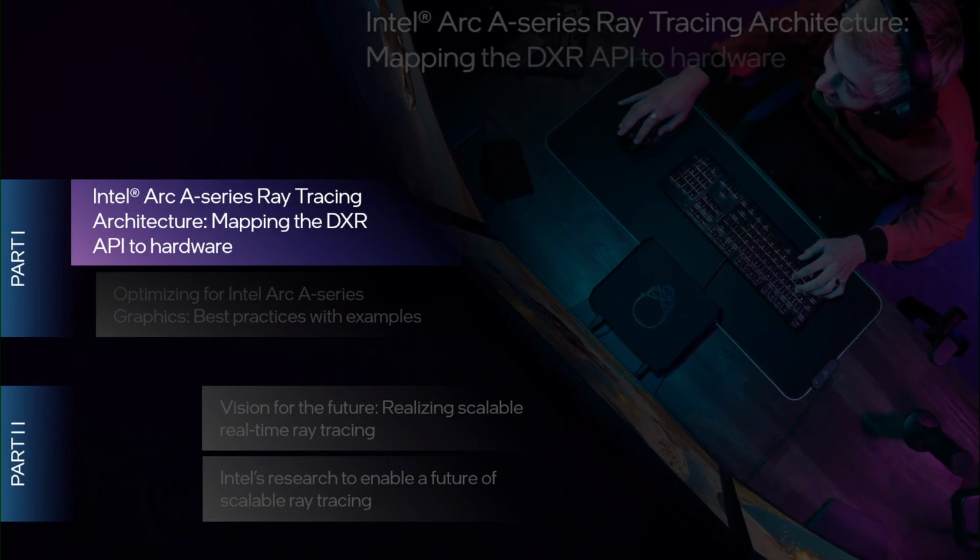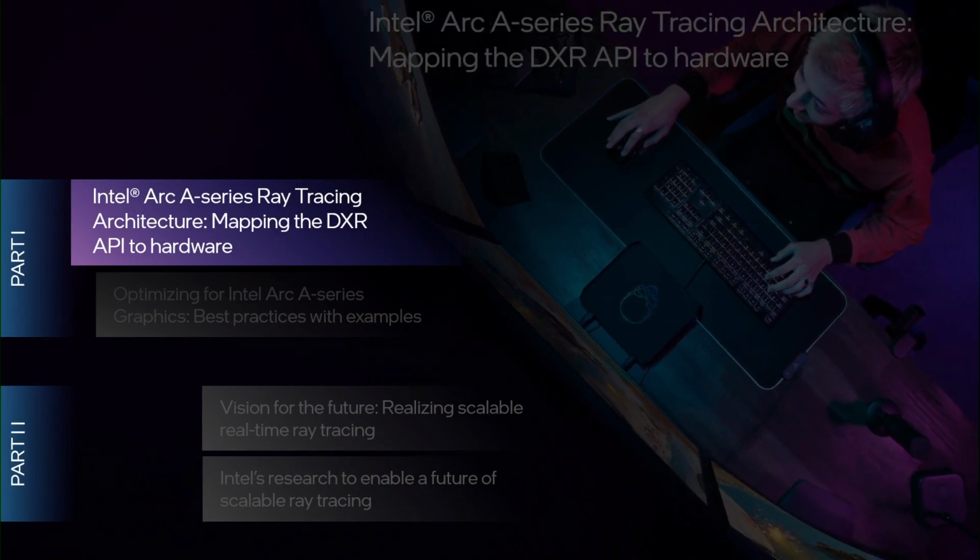So I've divided this talk into two main sections with a couple of subsections. The first one, I want to basically give a primer on the DXR API, and then I want to map that to our hardware to just give you background and set the context for some of the optimizations that I'm going to talk about in the next section of part one. And that section is going to include acceleration structure optimizations as well as shader optimizations.